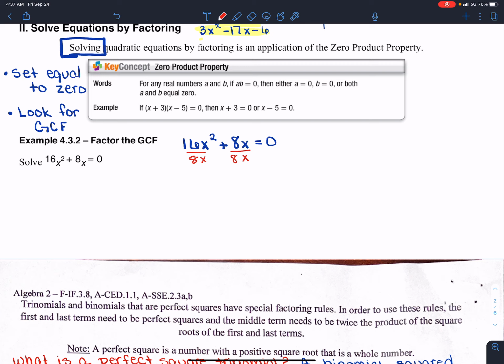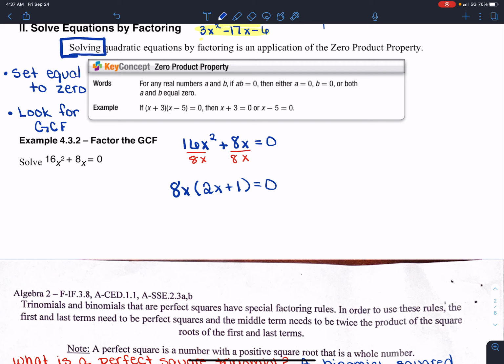So when I say they're dividing it, we're not reducing it. We still need to show that there was an 8x there. So we have to factor out that 8x. That 8x is just going to go out in front of the grouping. So we're undoing distribution. So 16x squared divided by 8x leaves me with 2x. And 8x divided by 8x leaves me 1. Okay, so I've got 8x times 2x plus 1.